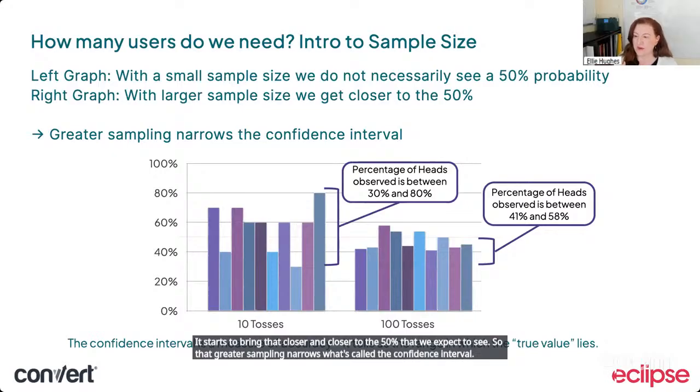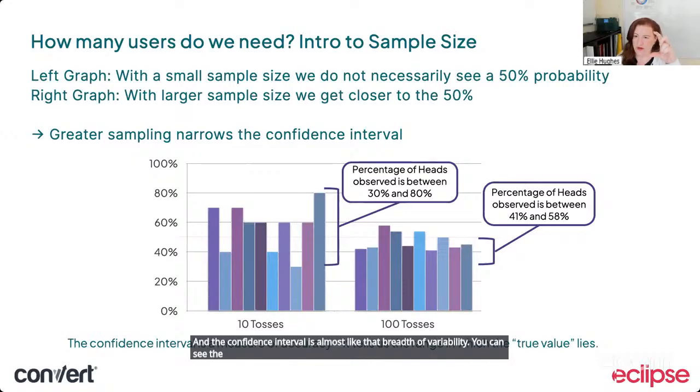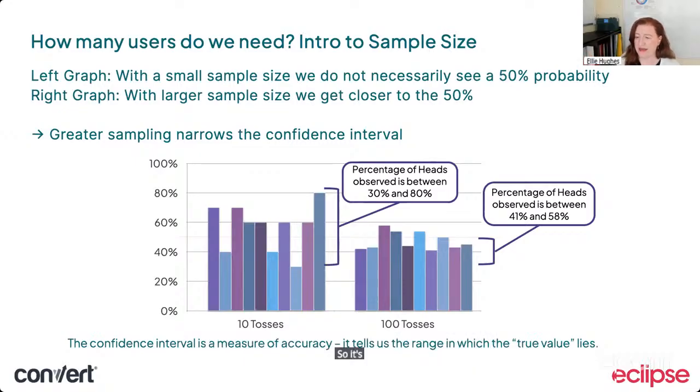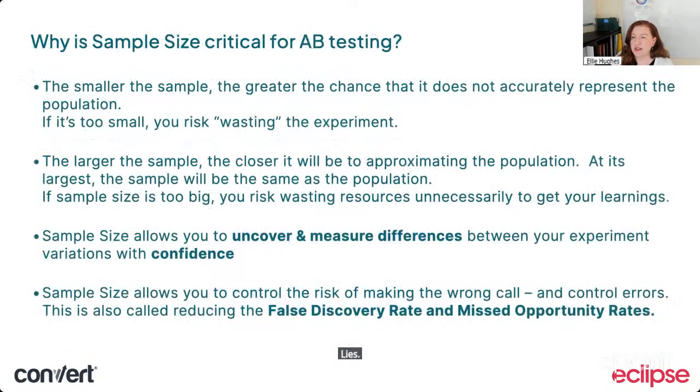And the confidence interval is almost like that breadth of variability. You can see the breadth on the left is really high, like you can see that it's much more variable, and on the right it's much less variable. So it's a measure of accuracy, and it tells us the range in which the true value that we're trying to sample for lies. And why is it critical for A/B testing?